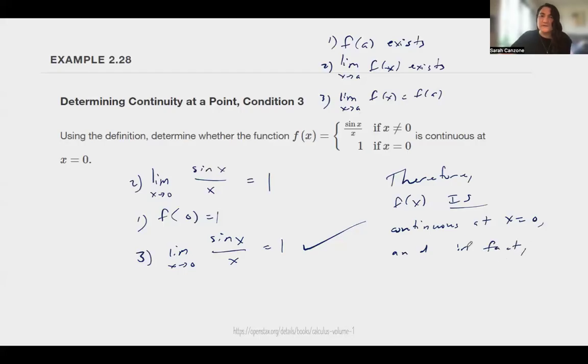And in fact, we're continuous everywhere, because the only point where sine of x over x was discontinuous, if you will, was at 0. So if we're continuous at the one point where there could have been an issue, then we're continuous everywhere. So, in fact, f of x is continuous everywhere. So that's just kind of an extra little note. It wasn't asked in the question, but it's just a nice little thing to consider.